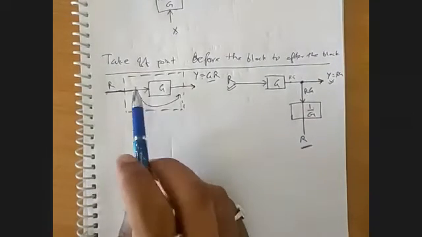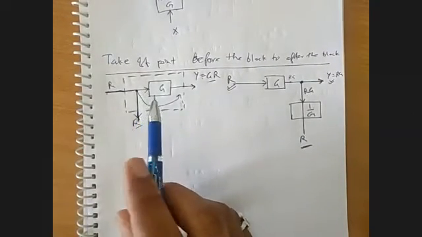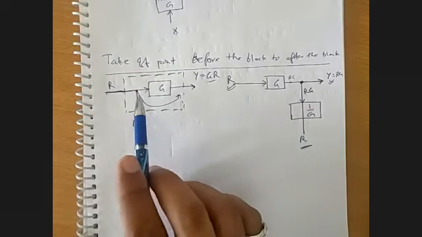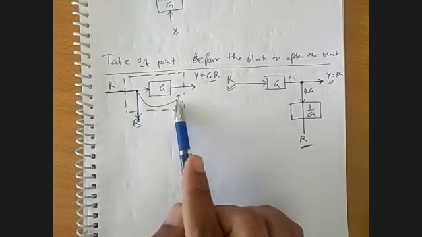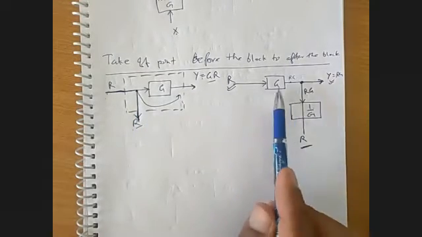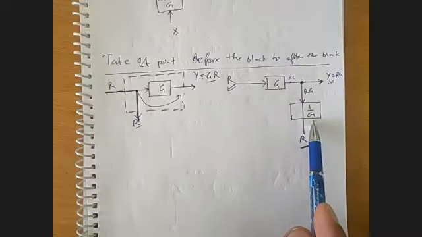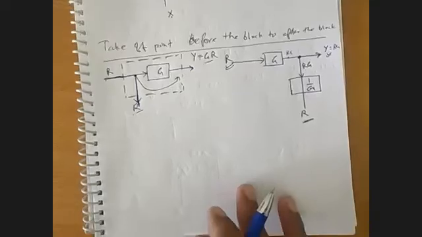So whenever a takeoff point is shifted from before the block to after the block, we have to connect a block of gain 1 by G in the path.